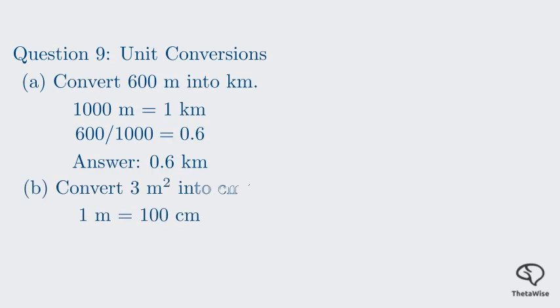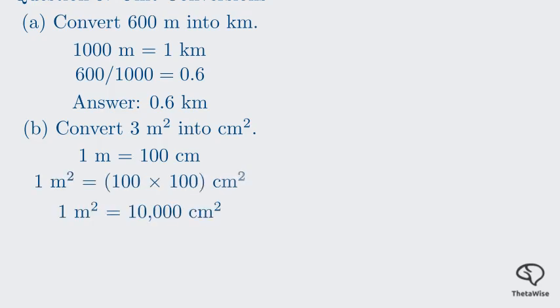Part B is a bit trickier. We need to convert 3 square meters into square centimeters. We know that 1 meter equals 100 centimeters. For area, we must square the conversion factor. 1 square meter equals 100 times 100 square centimeters, which is 10,000 square centimeters.